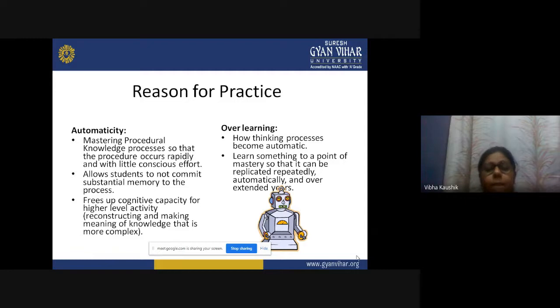Now, overlearning, how the thinking process becomes active. You have to decide how the thinking process becomes automatic. Learn something to a point of mastery so that it can be replicated repeatedly, automatically, and over extended years.